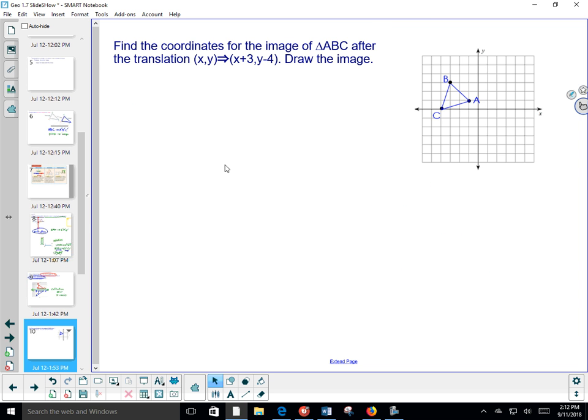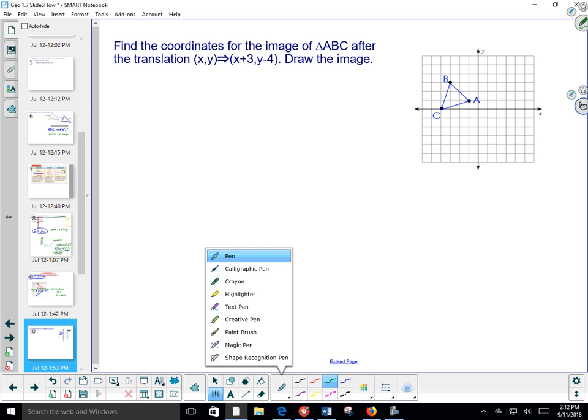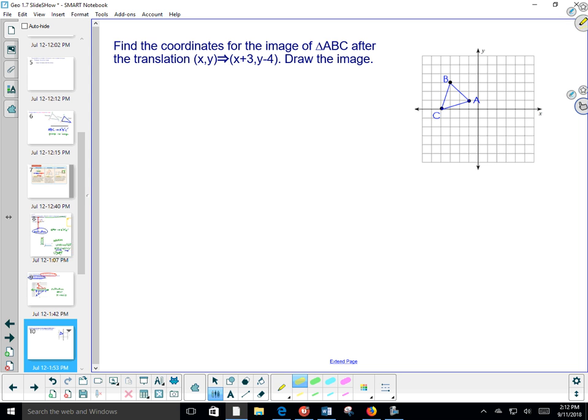So, at this point, for this next problem, you are given a rule for the transformation that you need to follow in order to find the image. Okay, they're giving you the pre-image here, ABC. All right, and now you want to follow the rule. We don't have the pre-image on our paper. Draw it then, guys. Oh my goodness, please plot negative 1, 1 for A.